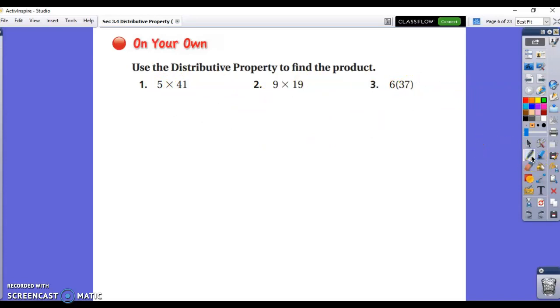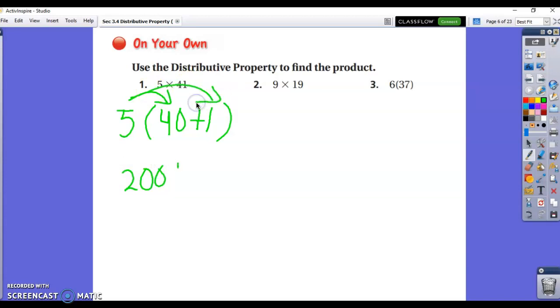For number 1, I'm going to take 5 and multiply it by 40 plus 1. What I'm going to do is multiply 5 times 40, which is 200, and multiply 5 times 1, which is 5. So I multiplied both of those, and now I'm going to just add those together, and I have 205.